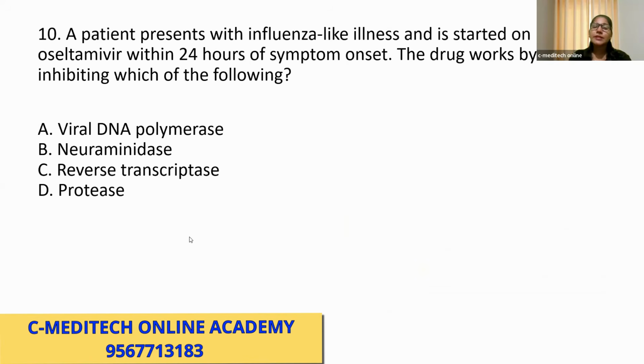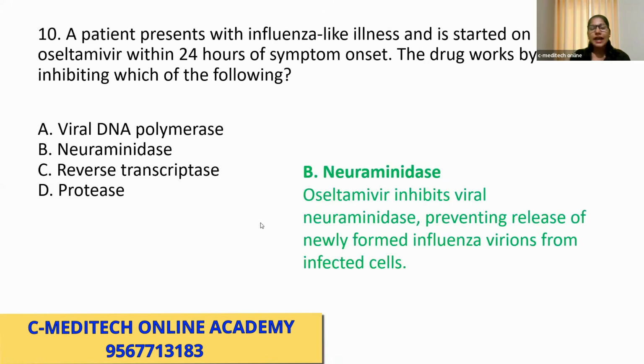Question number 10. A patient presents with influenza-like illness and is started on oseltamivir within 24 hours of symptom onset. The drug works by inhibiting which of the following? A, viral DNA polymerase, B, neuraminidase, C, reverse transcriptase and protease. Here the patient is having influenza, that is why the doctor has prescribed oseltamivir. We know that oseltamivir is a viral neuraminidase inhibitor. The main function of oseltamivir is it prevents the release of new viral particles, thereby protecting the healthy cells from infected virions. So the answer will be neuraminidase inhibitor, option B.